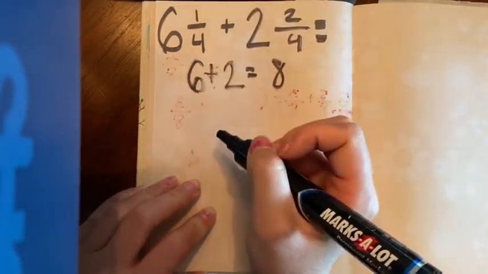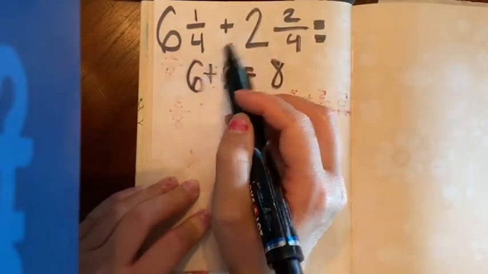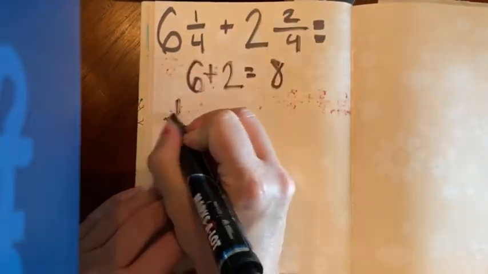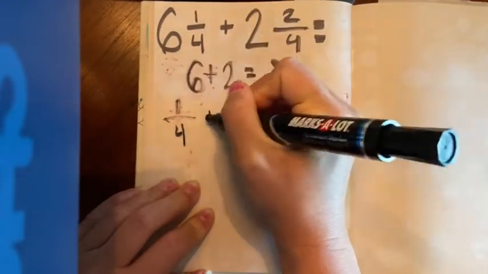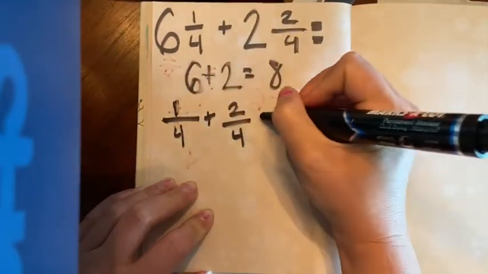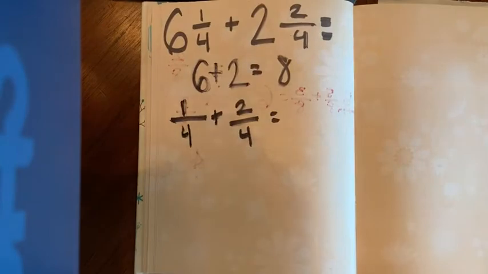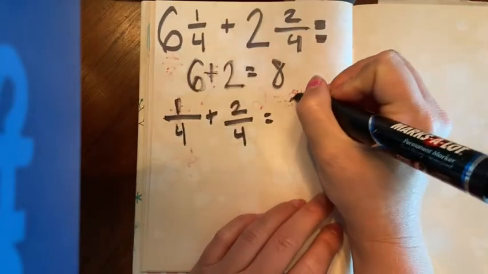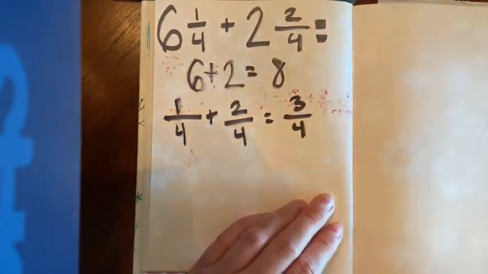We want to recognize that our fractions are 1/4 and 2/4. So below your whole number addition sentence, I want you to add 1/4 plus 2/4. As always, we do not add our denominators because we want to have that common denominator, but we do want to add our numerators, giving us the sum of 3/4.